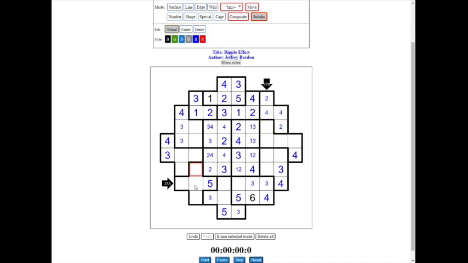That's not a 4. Yes, 4s. These two 4s actually place the 4 into this bottom region, which eliminates one of our options for the 3. We then get a 3 pair here, with no other options for it.